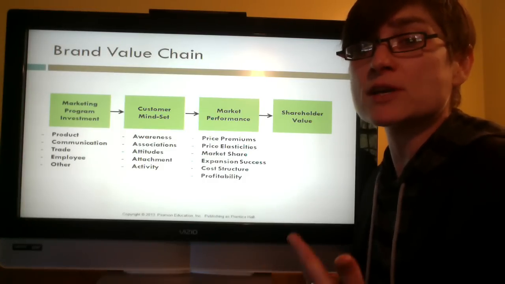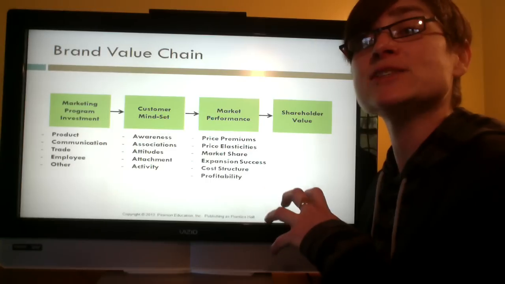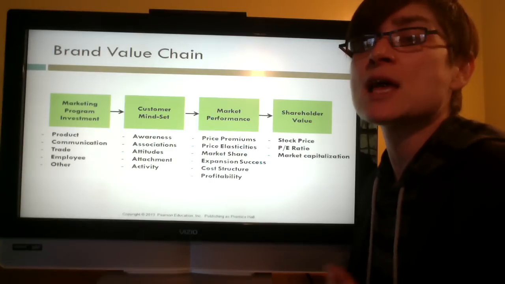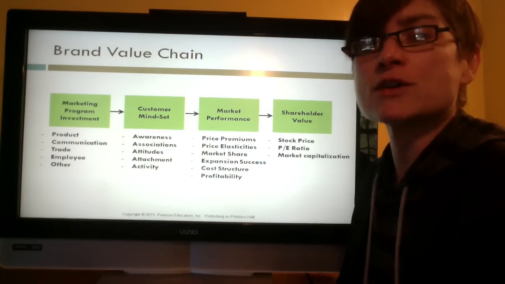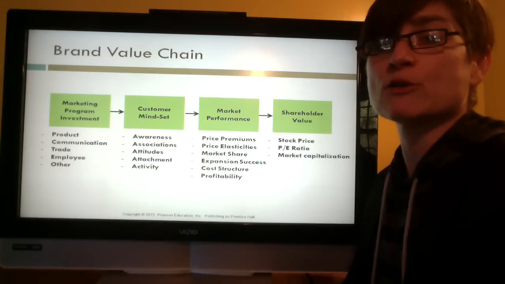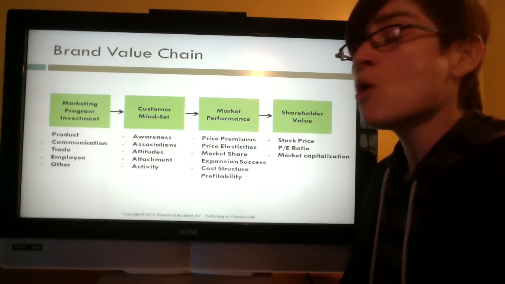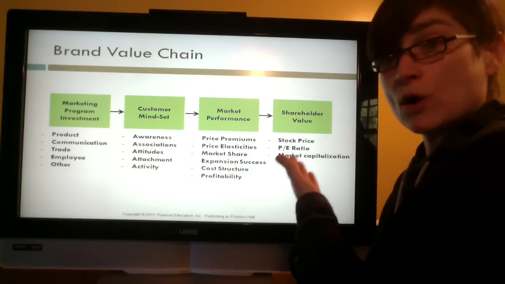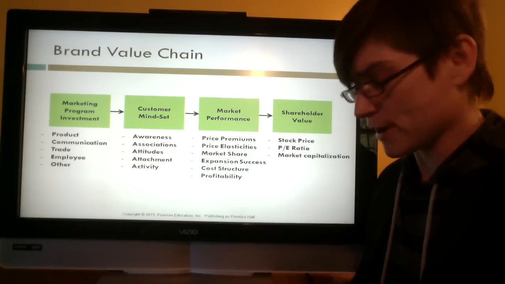Because clearly we want the customer mindset to be positive, lead to actions, and therefore lead to really great market performance. Because if we have great market performance, that's going to contribute positively to shareholder value. So our stock price is going to go up, our price to earnings ratio is going to be in a real healthy place, and our market capitalization is going to be doing really well. So all of these things in terms of the brand value chain can lead us to shareholder value if we've optimized our branding process.